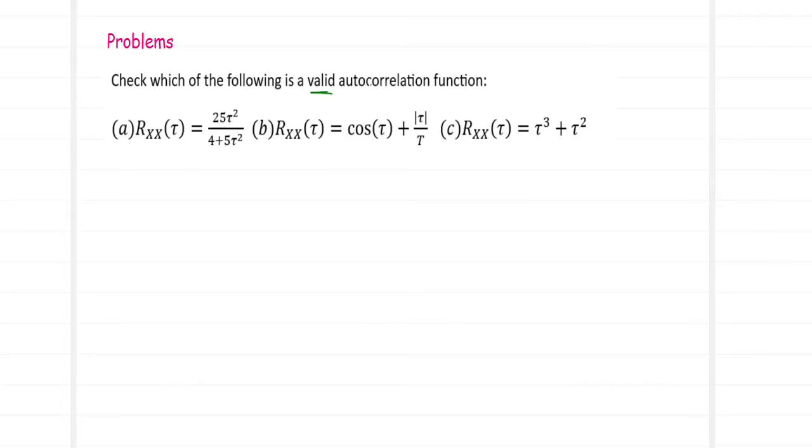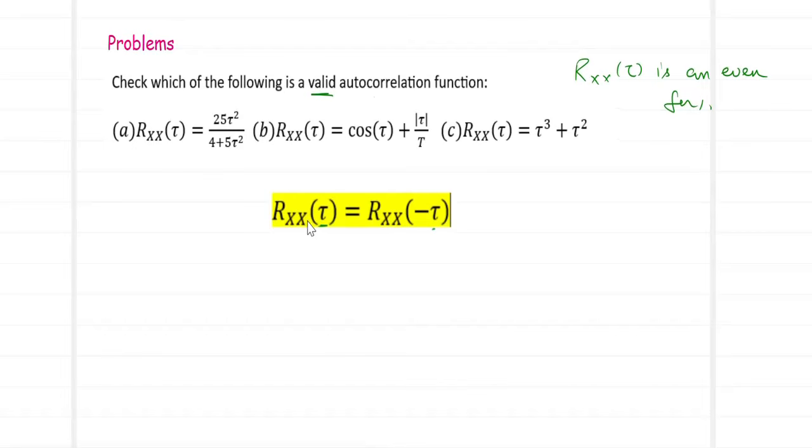The property we know about the autocorrelation function is that autocorrelation Rxx of tau is an even function. So what happens when it is going to be an even function? Rxx of tau equals Rxx of minus tau for an even function. So if this property is verified for all three of them, then I can suggest whether each one of them is going to be valid or not accordingly. So we will try with the first problem.